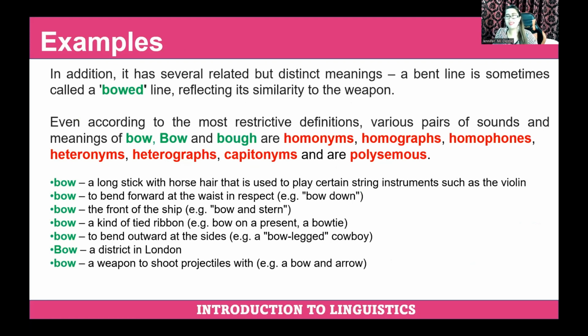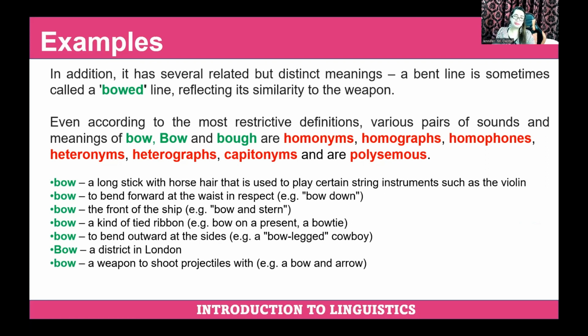More examples pa, napakadami. In addition, it has several related but distinct meanings. A bent line is sometimes called a bowed line, reflecting its similarity to the weapon. Even according to the most restrictive definitions, various pairs of sounds and meanings of bow and bow are homonyms, homographs, homophones, heteronyms, heterographs, capitonyms, and are polysemous. So, yun, special task ninyo class, hanapin ninyo sa dictionary ang pinagkaiba ng mga sumusunod na terms. Homophones, homographs, homonyms, heteronyms, heterographs, capitonyms, and polysemous.